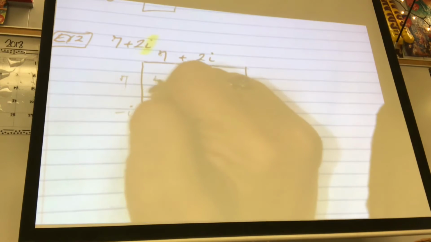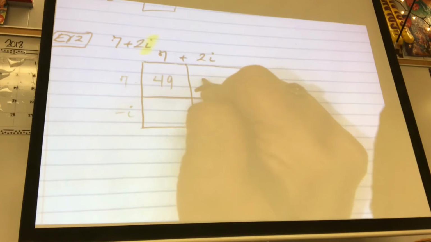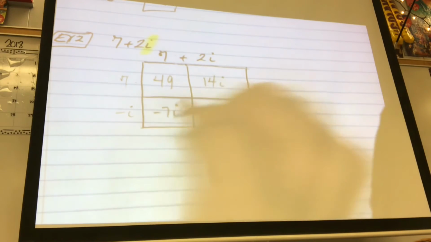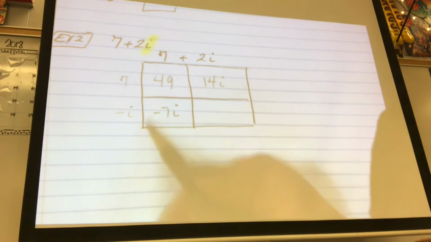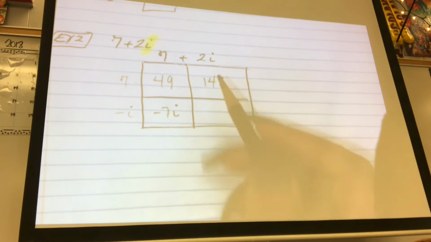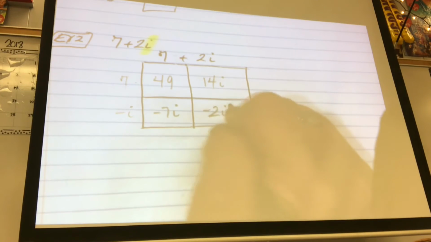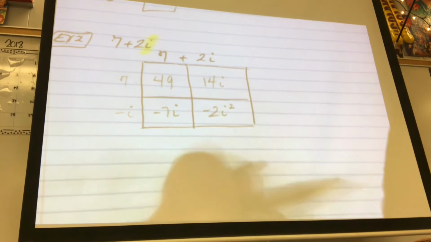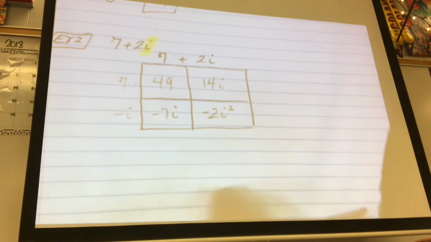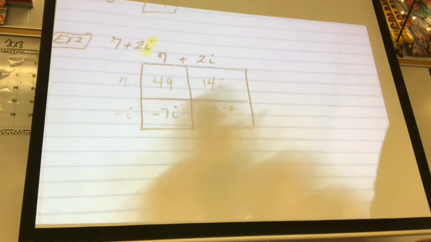7 times 7, that's 49. 7 times 2i, that's 14i. 7 times negative i is negative 7i. Uh-oh, what's the problem? Not gonna cancel out quite yet. And then this times 2, that's a negative 2i squared. And that's gonna cancel because what's i squared? Negative 1. So that's okay, but this is not okay.